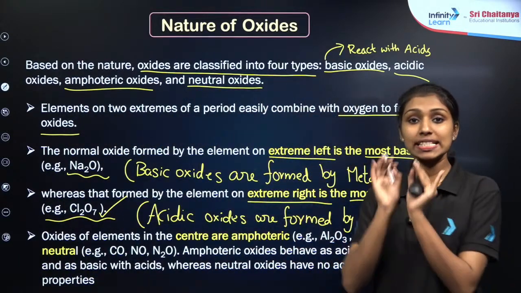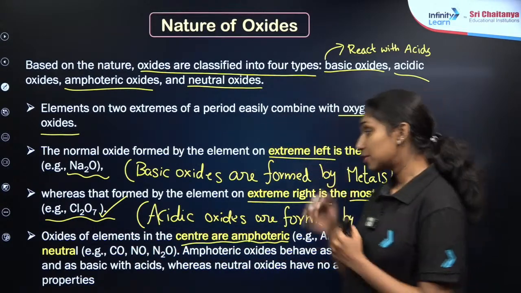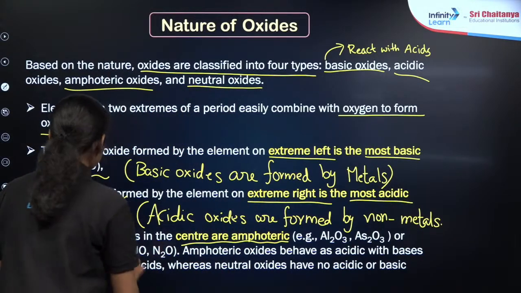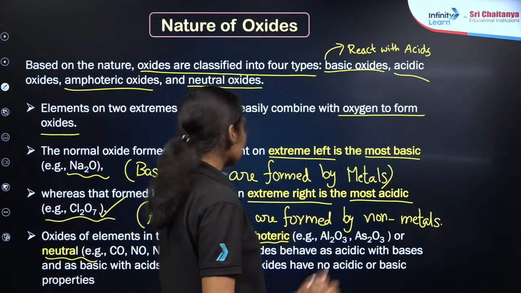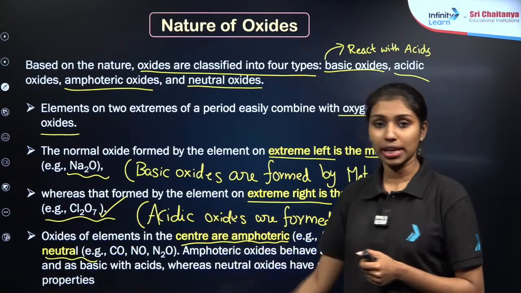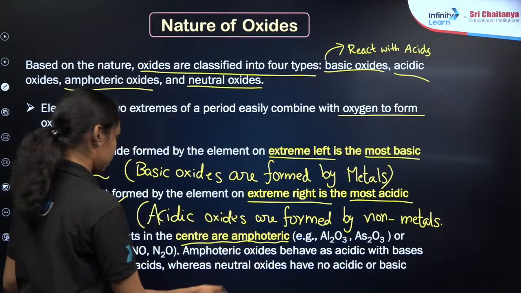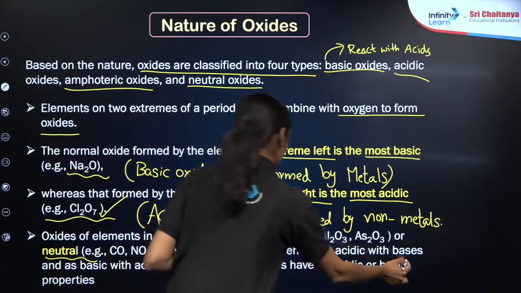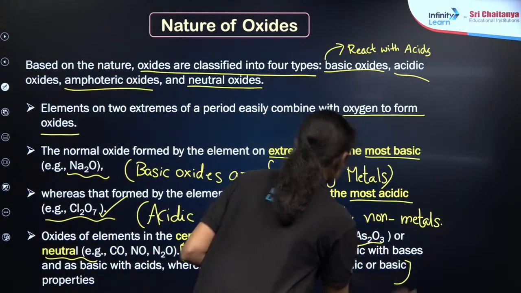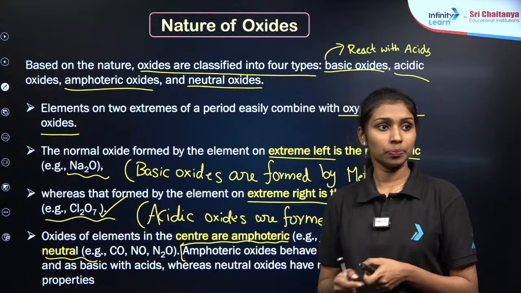Then, whenever we are moving to the center of the periodic table, it will form the amphoteric as well as neutral oxides. For example, carbon and nitrogen will form the neutral oxides like CO, carbon monoxide, NO, nitric oxide, and N2O, nitrous oxide, right? Al2O3 and As2O3 are examples of amphoteric oxides, which means they will react with both acids as well as bases. Clear?